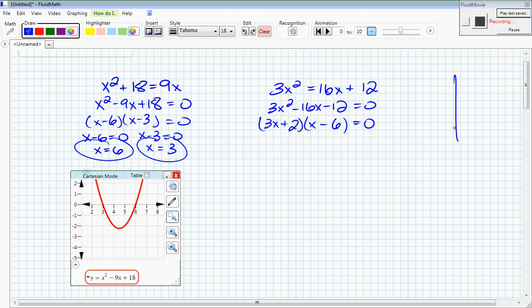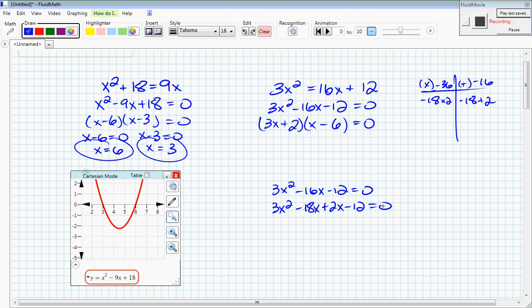It does work out. If you wanted to use AC, we're going to find a combination of numbers that multiplied together gives us negative 36 and when added together gives us negative 16. That's negative 18 times 2, or negative 18 plus 2. So we would take this binomial and break apart the middle term using these as our coefficients: 3x squared minus 18x plus 2x minus 12 equals 0. We have not changed the value of this quadratic equation, but we now have 4 terms.